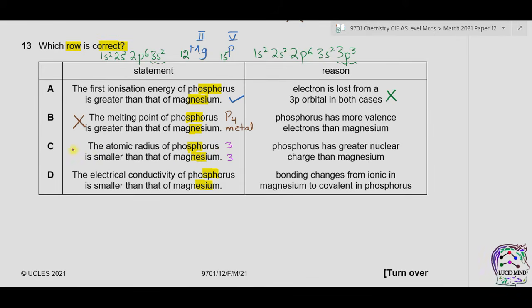This is a true statement. The reason given is that phosphorus has greater nuclear charge than magnesium. Now phosphorus has 15 protons while magnesium has 12. So this is a true reason.